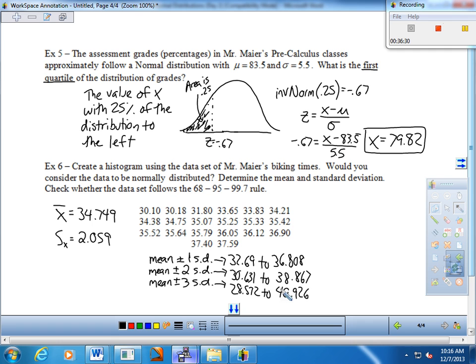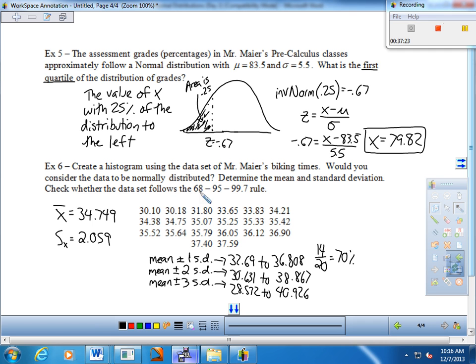Okay, you ready? Here's what I did. I looked at how many of these values were in between these 2 numbers right here, and as a matter of fact, 14 of the observations out of the 20 are between -1 and 1 standard deviation, which would be 70%. By the way, what's the rule for the 1 standard deviation? 68. Not too bad, right?